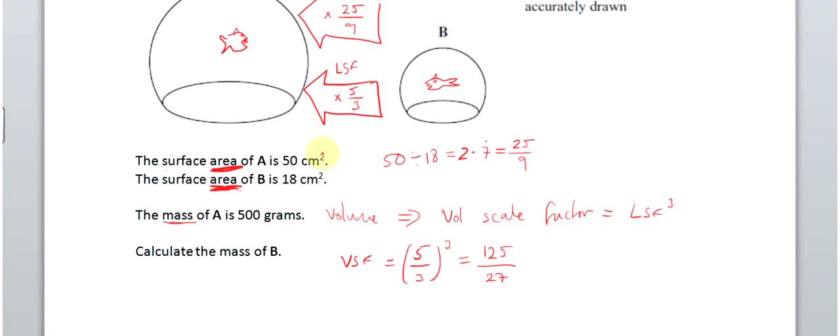Now, the mass of A is 500 grams. So if I want to go back to B, I'm going to have to divide by this. So the mass of B is 500 divided by the volume scale factor, which is 500 divided by, I'm just popping into the calculator now, 125 over 27, which is 108. And that is grams.